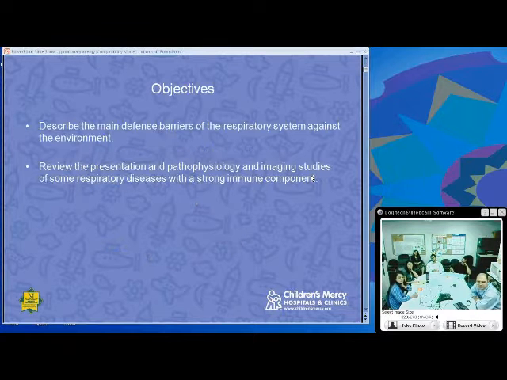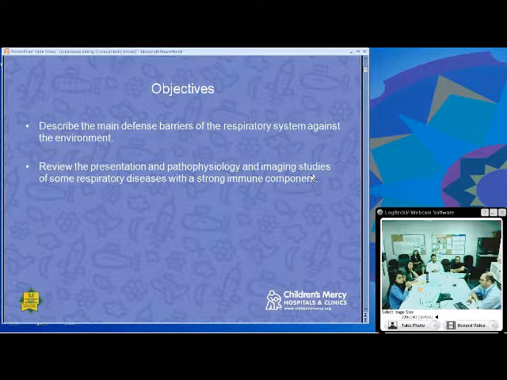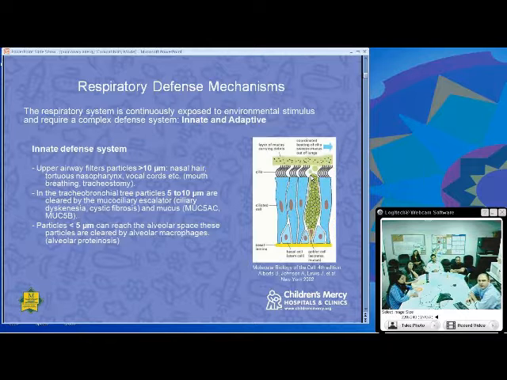So, very simple. The objectives are, first, to describe the main defense mechanisms that the respiratory system has to defend itself from the environment, and two, to discuss a few diseases that I think are important for you to be aware of, that either are very common or have a very significant immune component. It's important to talk about the pathophysiology, the clinical presentation and the radiological findings. In pulmonary, we depend a lot on radiological findings.